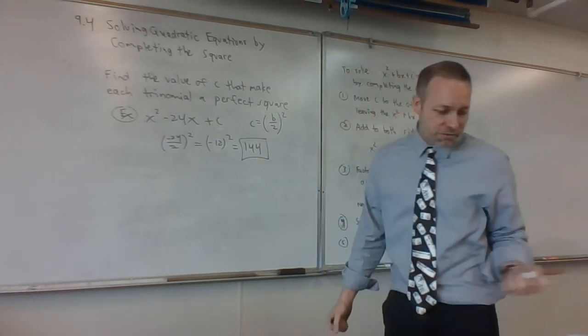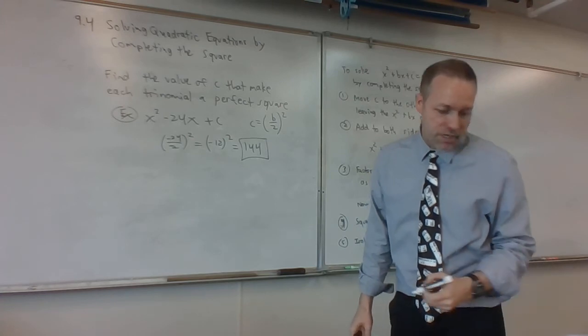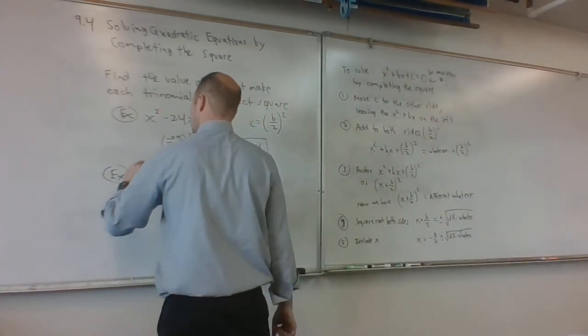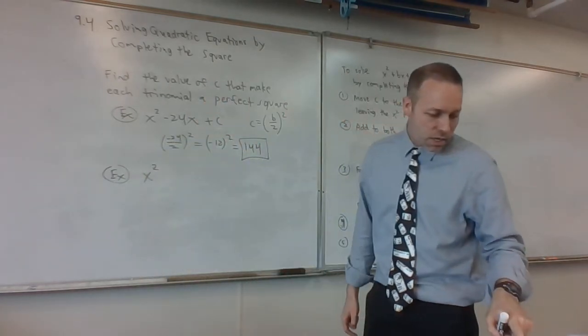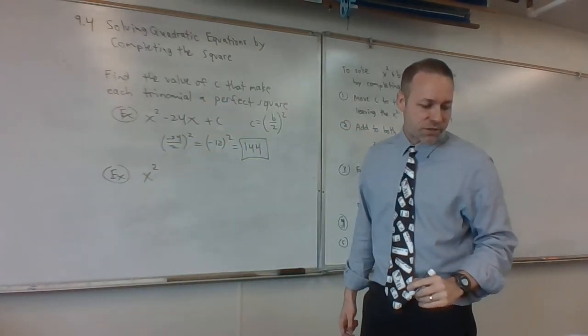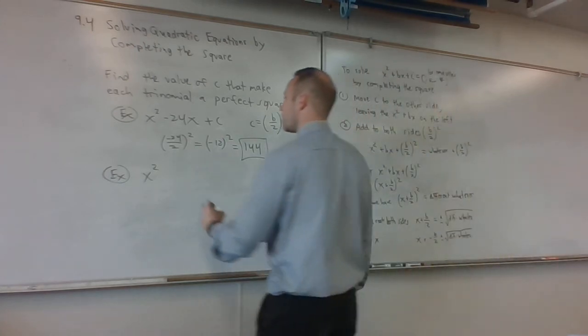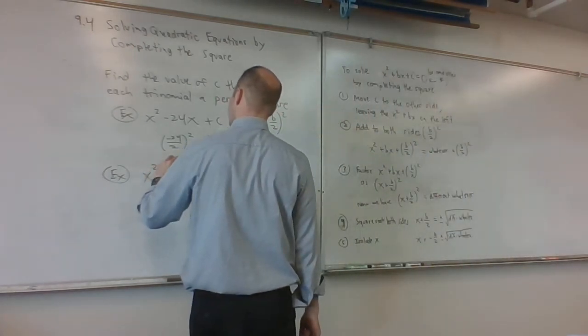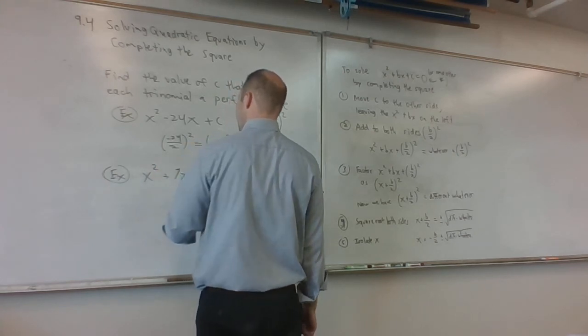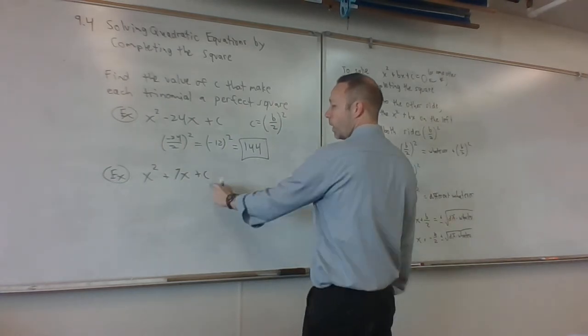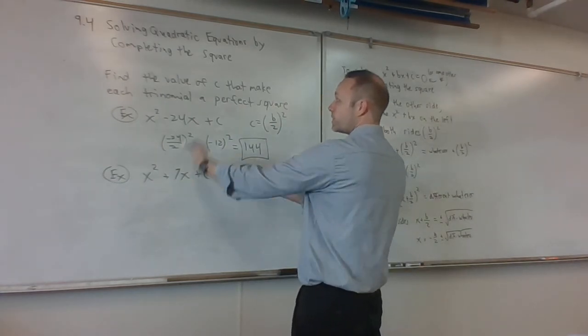Sometimes it might come out as a fraction. Like if I grab one that's a fraction, it might be something like this. You might have something like x squared minus 15x. No, I'll go with plus 7x plus c. I'll go with that. Okay, what does c need to be here in order for it to be a perfect square?